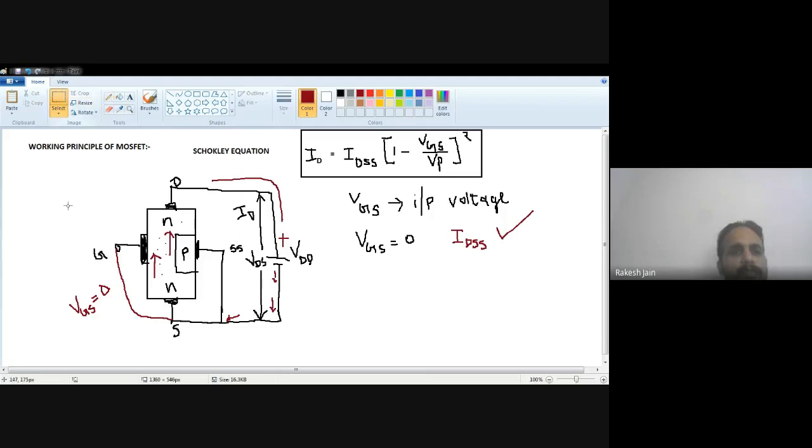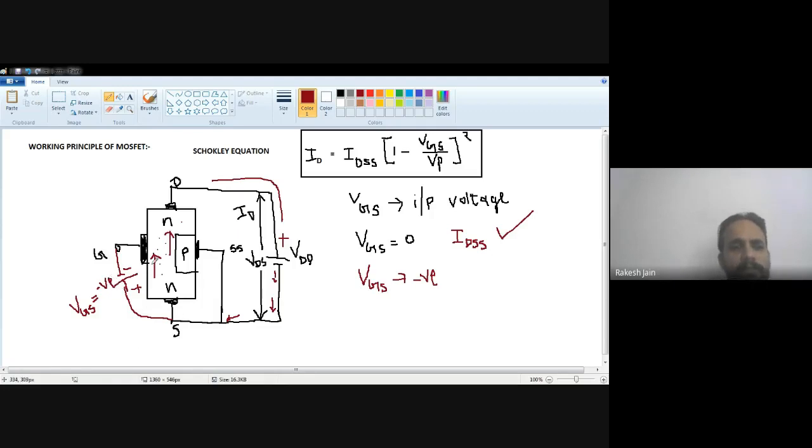Whenever a negative supply voltage is connected. So let's suppose I just tag VGS as negative. What will happen? We will see. VGS is negative, it means the gate and source are connected with a battery such that the negative terminal is towards the gate and the positive terminal is towards the source. This is known as VGS is negative.